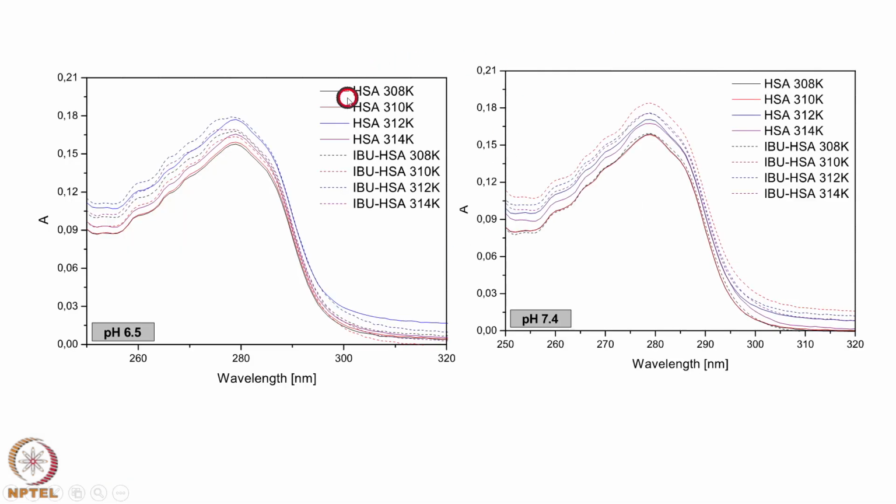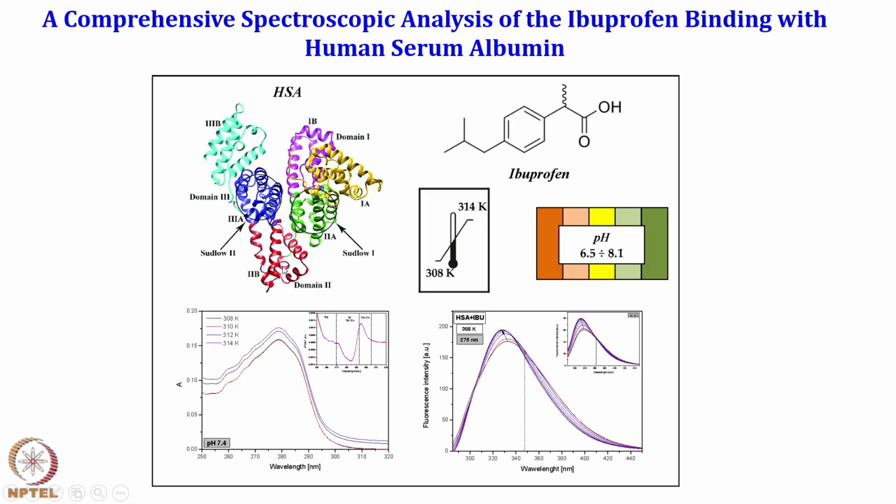So, here you are taking the HSA at different temperatures. This is the HSA spectrum at pH 6.5, this is the HSA spectrum at pH 7.4, and then we are doing the same thing, but we added the ibuprofen, and you can see how the spectra of HSA change upon ibuprofen binding at both the pH. In this plot you can even plot the concentration versus the wavelength change or the absorption change, to find out the binding constant.